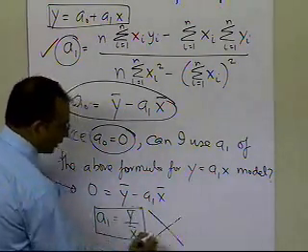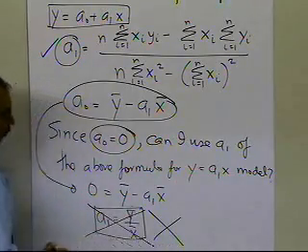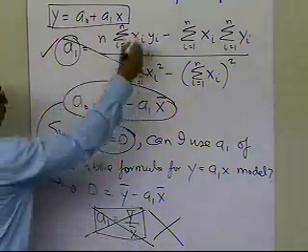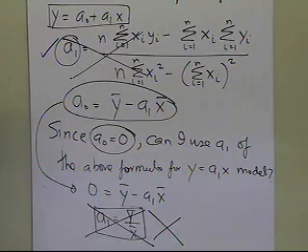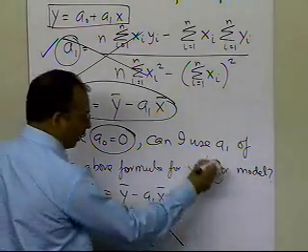So that's why using these formulas is not valid. I'm going to put a big cross right here. This is a wrong formula to use, and this is a wrong formula to use. Both of these are wrong formulas to use if your model is y = a1x. So the question arises, how do I find a1?